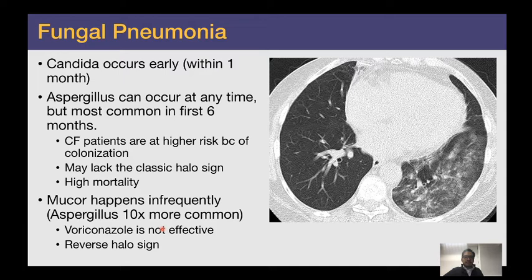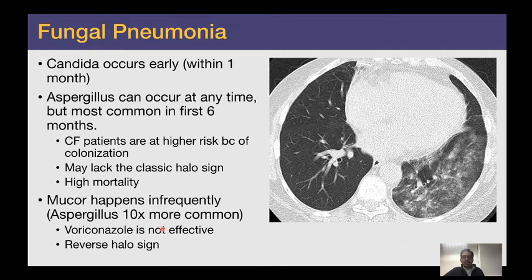And then fungal pneumonia. Early on in the disease course, fungal pneumonia is mainly from Candida, and that occurs early, within 1 month, and that can include the airway. It can include other things like the esophagus, like Candida esophagitis. It may include the lung, although that's not as common.